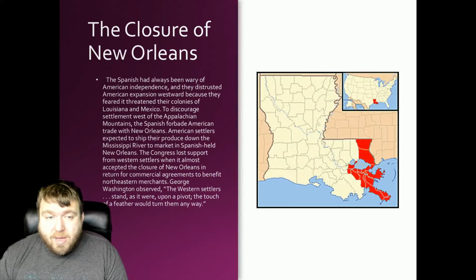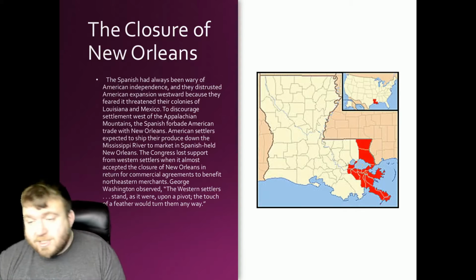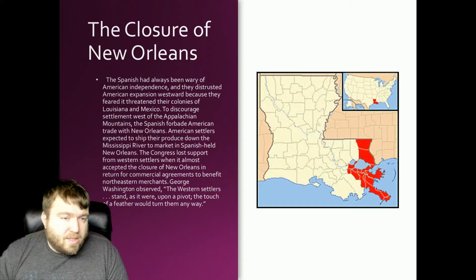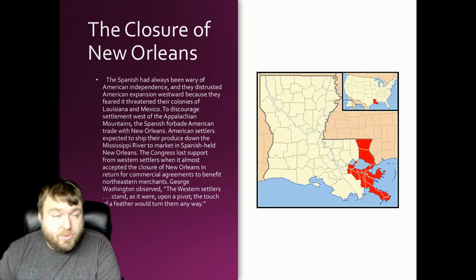They want to sell their goods in the markets of New Orleans, but they're not able to due to this agreement. And the United States strikes a deal that benefits the northeastern merchants, but it doesn't really do anything for the Southerners or the Westerners. So George Washington is afraid he's going to lose these people.